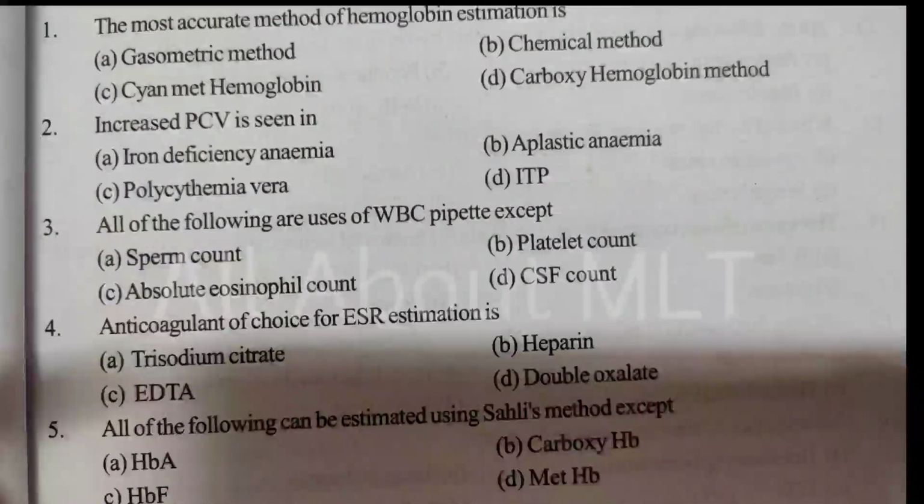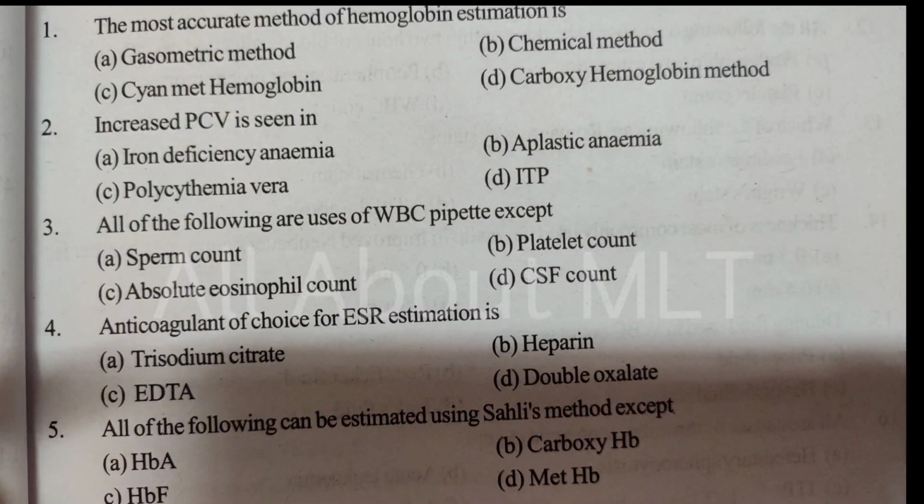The most accurate method of hemoglobin estimation is option A gasometric method, option B chemical method, option C cyan-meth hemoglobin, option D carboxy hemoglobin method, and the answer is option C cyan-meth hemoglobin. Increased PCV is seen in option A iron deficiency anemia, option B aplastic anemia, option C polycythemia vera, option D ITP, and the answer is option C polycythemia vera.